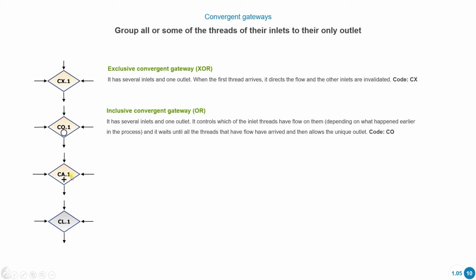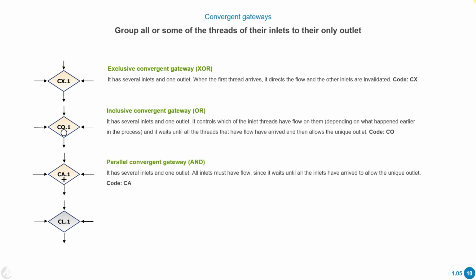And then there's the CA gateway. This one's easy because it always waits for all of the flows to arrive in order to allow the flow to continue through its outlet. Okay, so this one, it's always waiting for all of them. So the first thread arrives, it still waits. The second thread arrives, it waits. The third and last thread arrives, and then it allows the flow to continue.